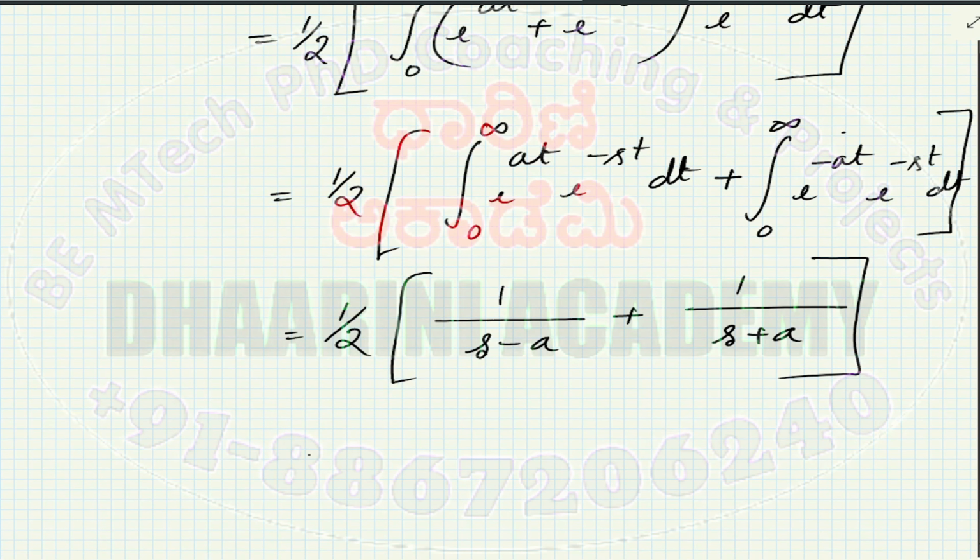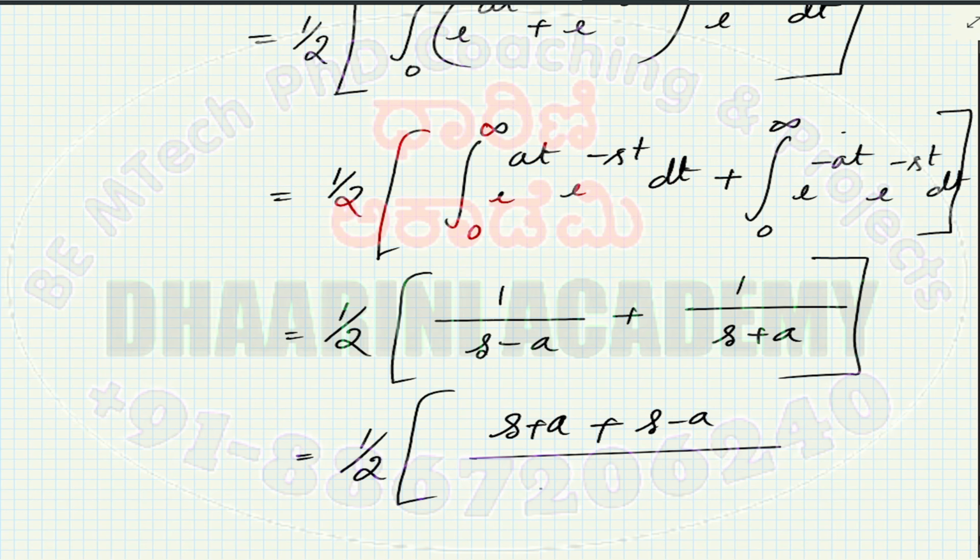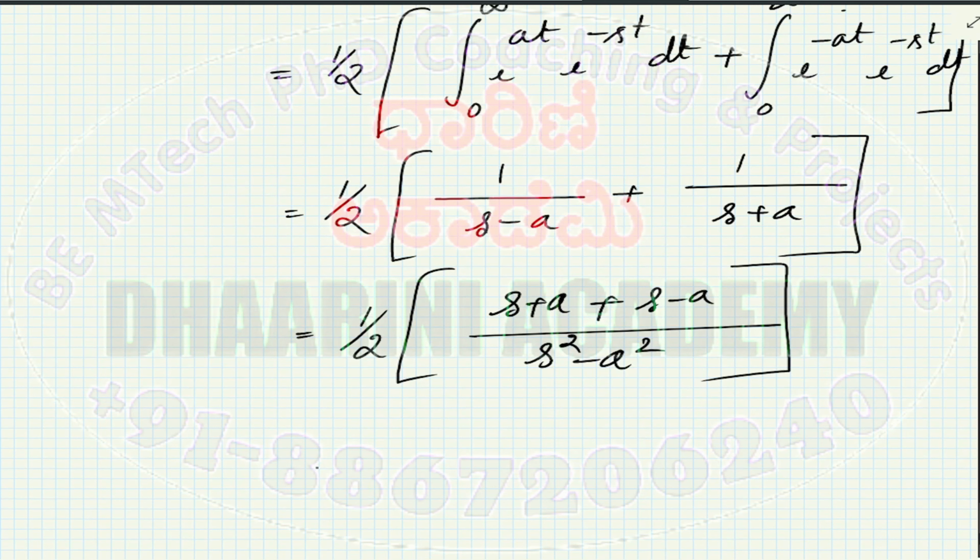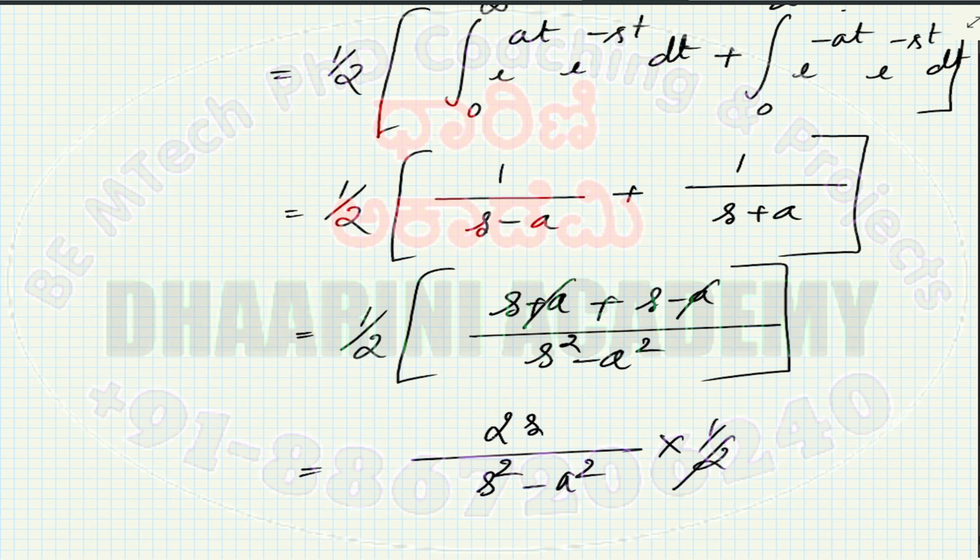So now we'll take a common denominator, that is s plus a plus s minus a whole divided by, common denominator will be s square minus a square. So this becomes plus a minus a cancels, there is 2s divided by s square minus a square into half. So this 2 and 2 will cancel.